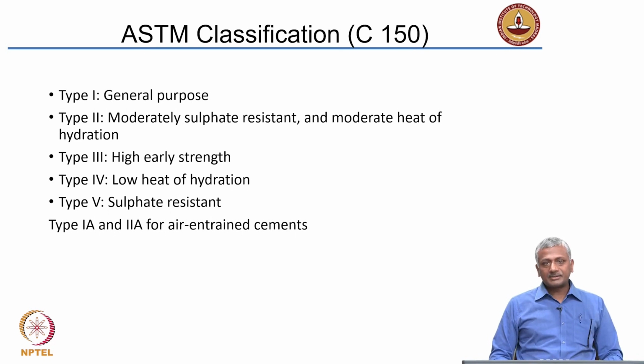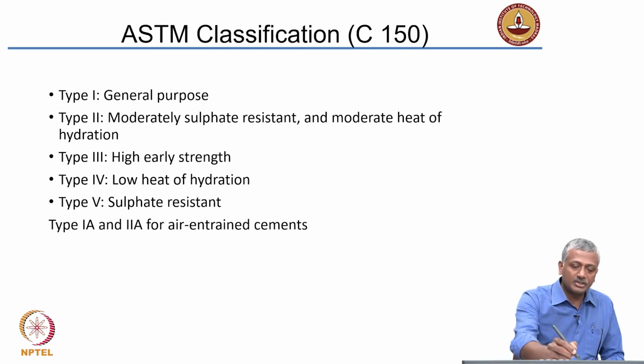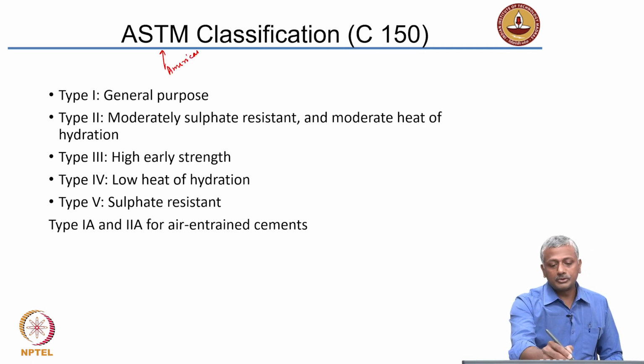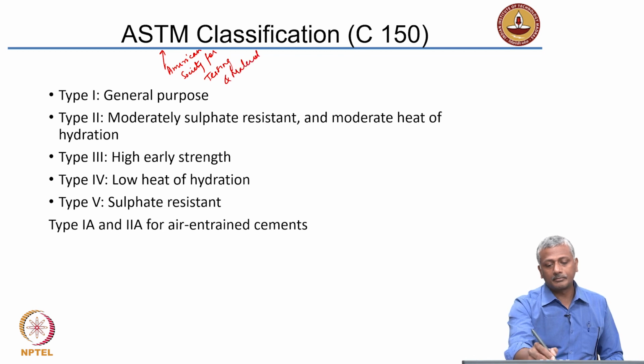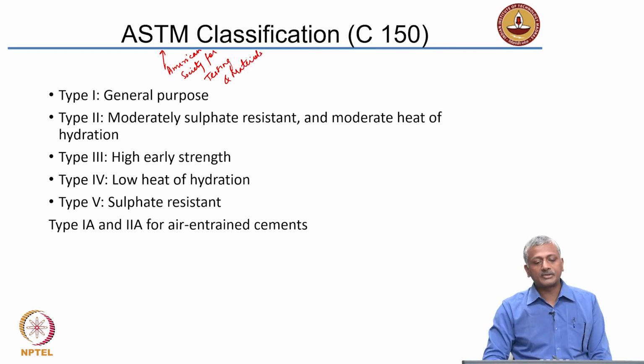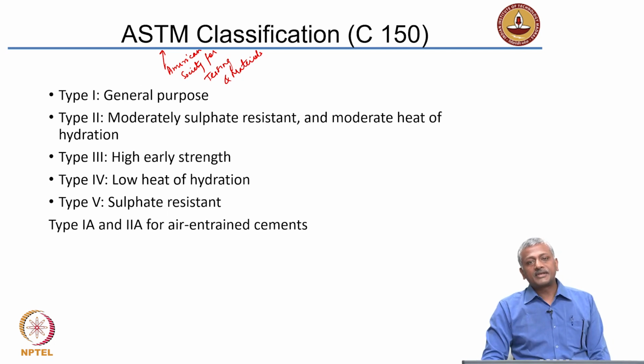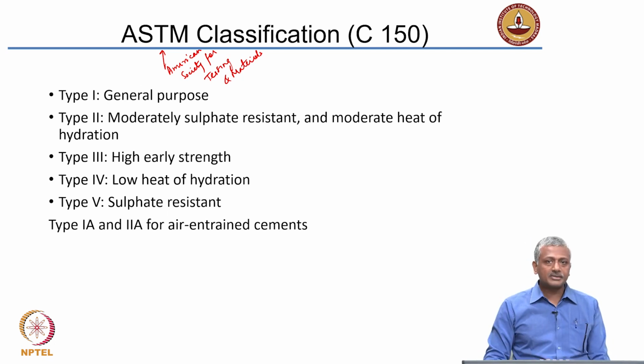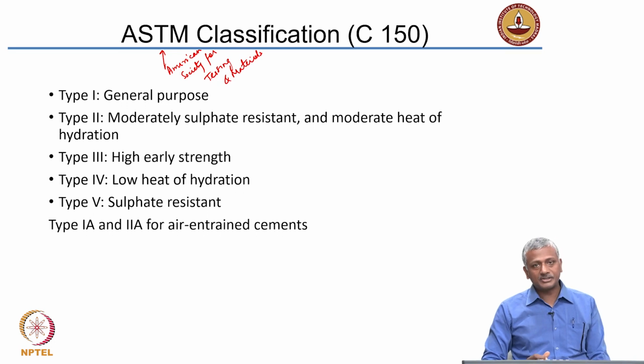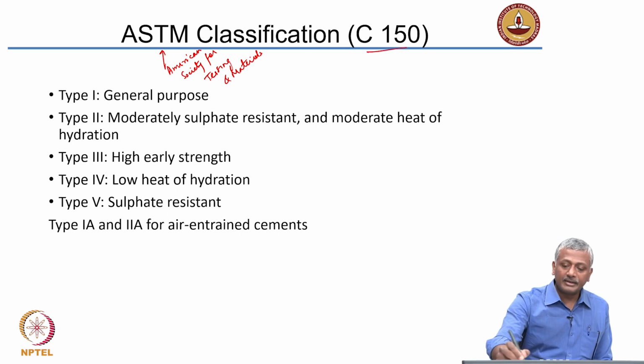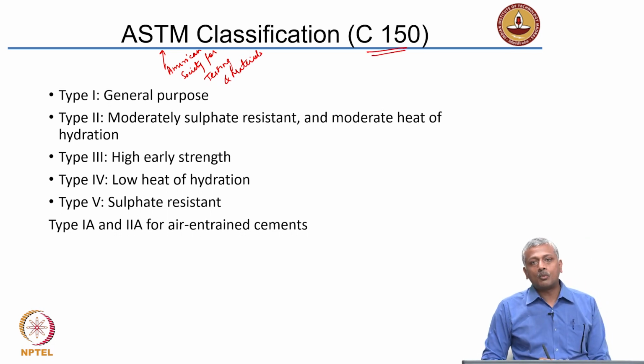I am going with this universally applied classification called ASTM, or American Society for Testing and Materials. Okay, American Society for Testing and Materials, ASTM, basically brings out standards on all kinds of materials and processes and test methods and so on. So the ASTM classification for cement is included in ASTM C150.